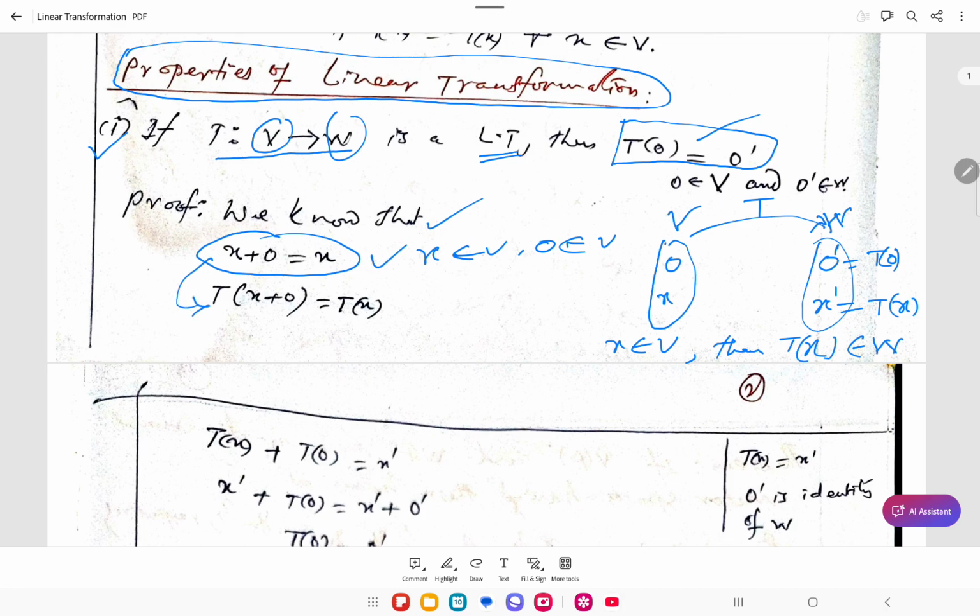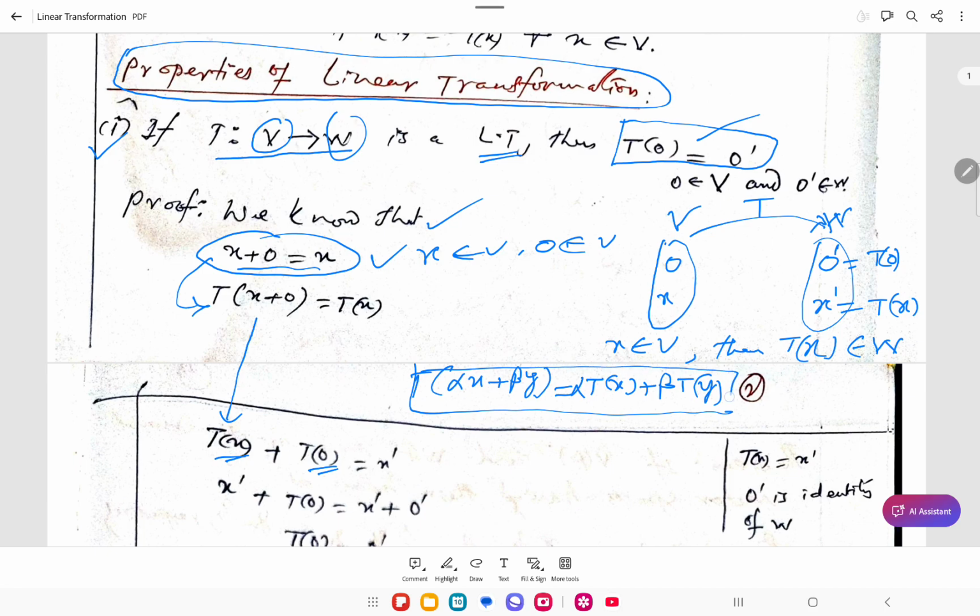Now taking the linear transformation on both sides, we multiply T on both sides in this equation. Then from here we are getting Tx plus T0. How is it coming? Because we have already mentioned that T is a linear transformation. If T is a linear transformation, then we should have the identity T of alpha x plus beta y equals alpha of Tx plus beta of Ty. This should be satisfied by T, because T is a linear transformation.